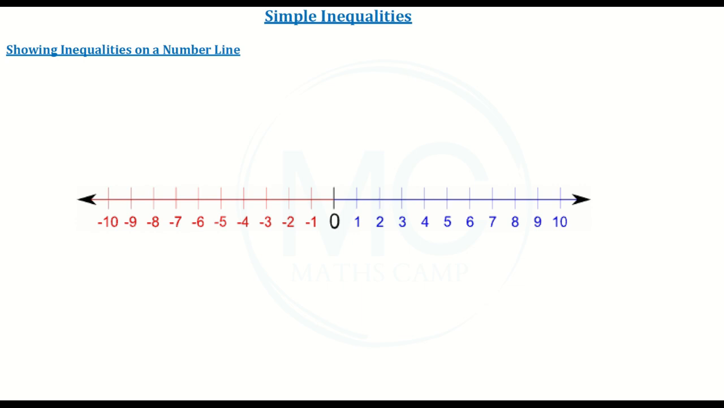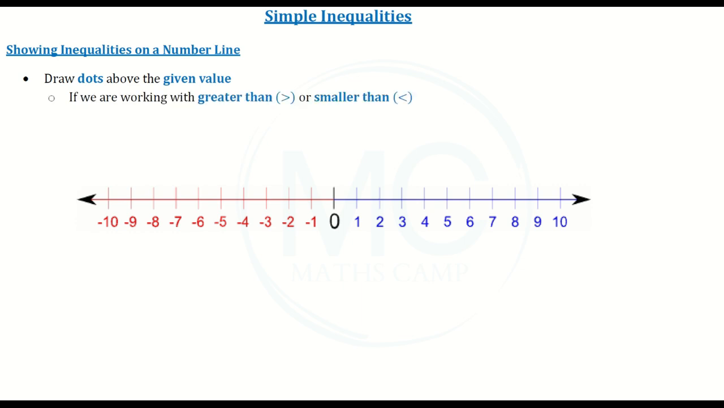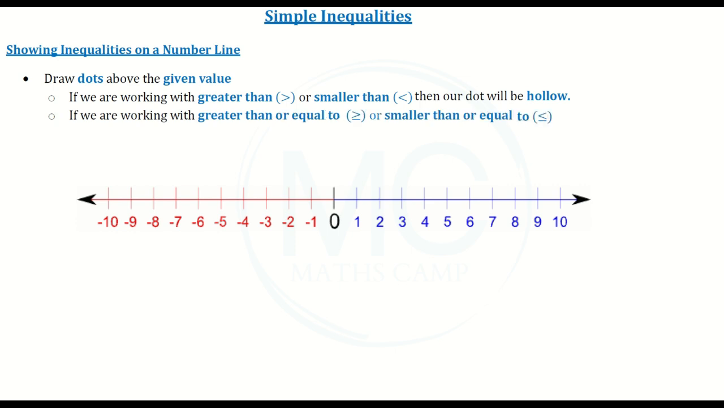When working with number lines, we need to draw a dot above the given value. If we are working with greater than or smaller than, then our dot will be hollow. If we are working with greater than or equal to, or smaller than or equal to, then our dot will be solid. A hollow dot is simply a circle that is not colored in. A solid dot is colored in.